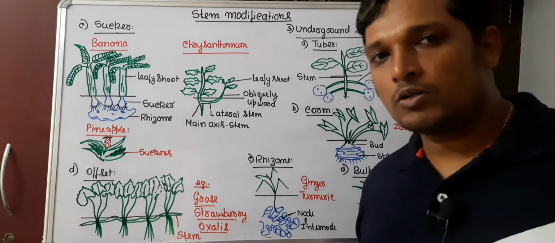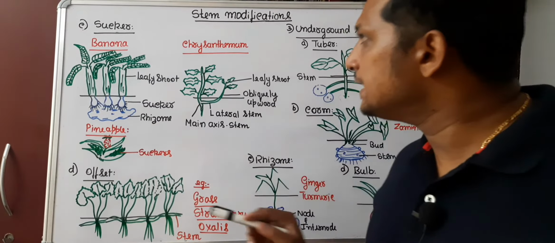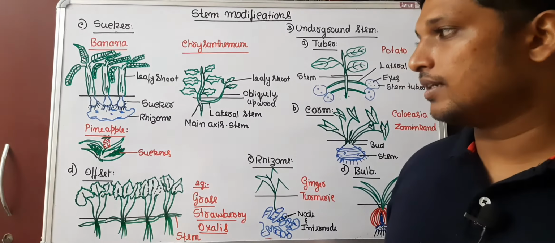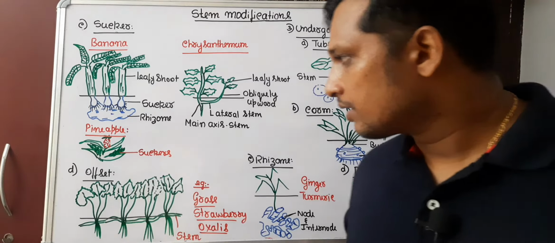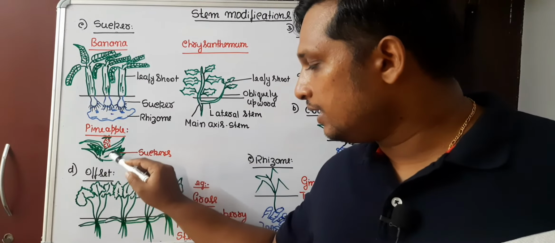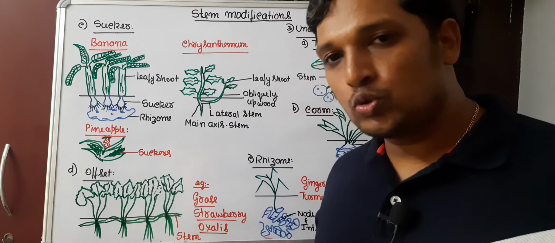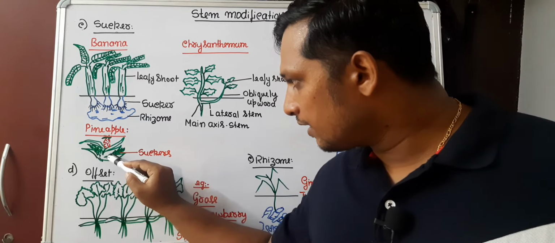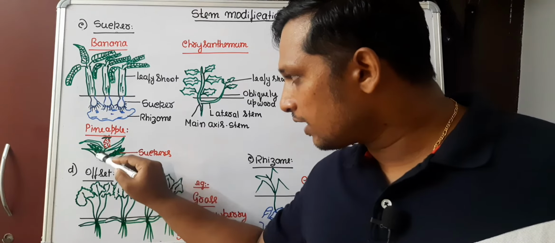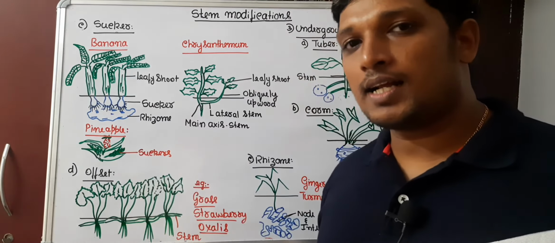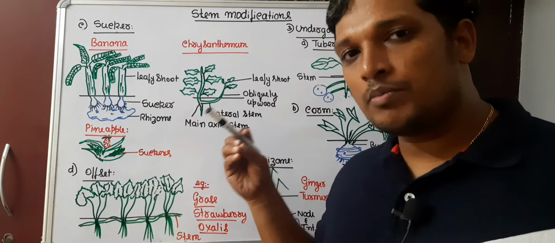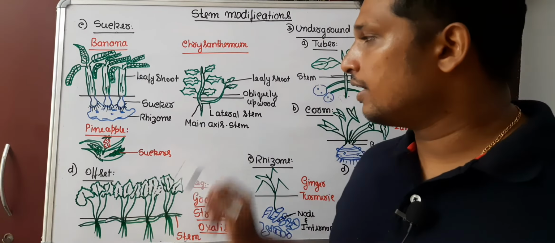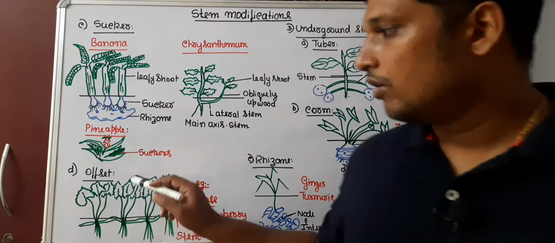So that is about chrysanthemum. Here, these lateral branches are referred to as suckers. Then in pineapple, the plant contains a main leafy shoot, and on the surface of the soil, there will be development of small clusters of leafy structures known as suckers. Those suckers, if you remove them, you can plant them as a new pineapple plant. These three are examples of suckers.